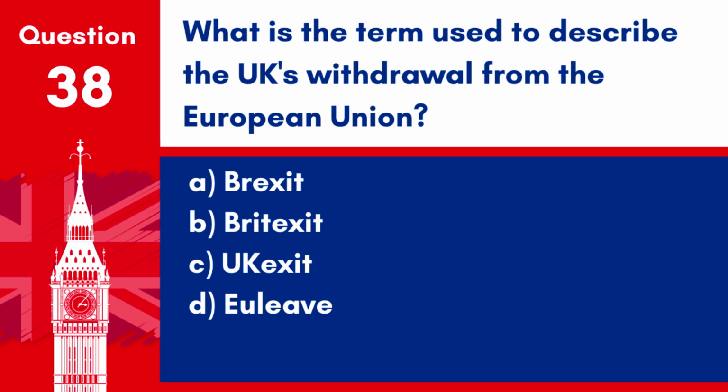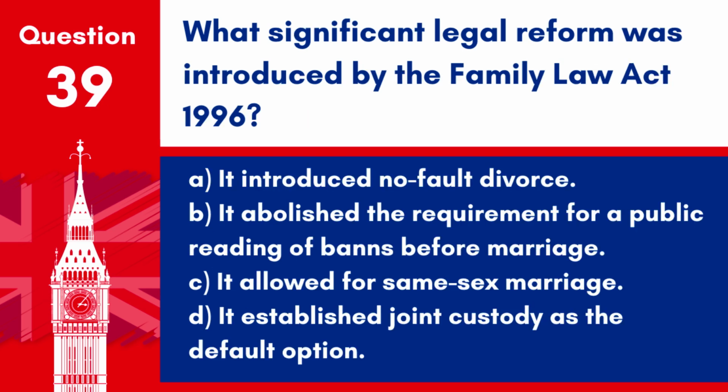Question 38. What is the term used to describe the UK's withdrawal from the European Union? A. Brexit. B. Britexit. C. UKexit. D. ULeave. Answer: A. Brexit. The term used to describe the UK's withdrawal from the European Union is Brexit, a portmanteau of Britain and exit.